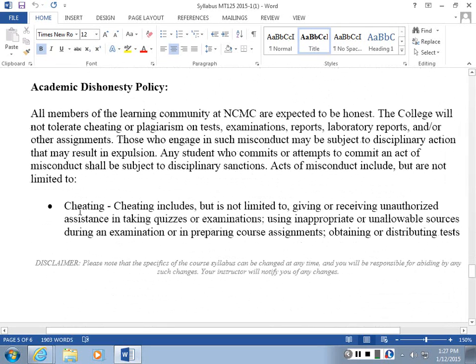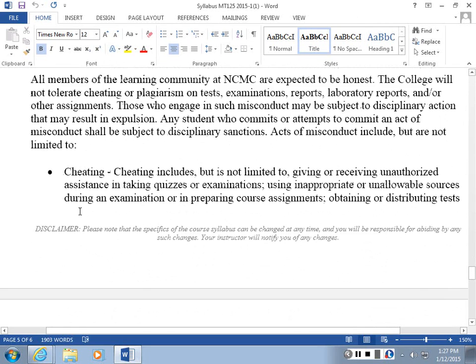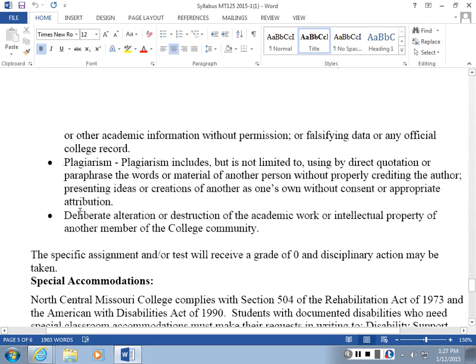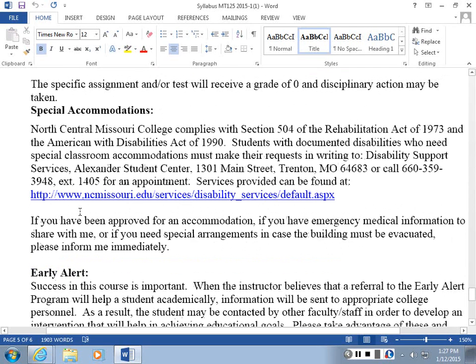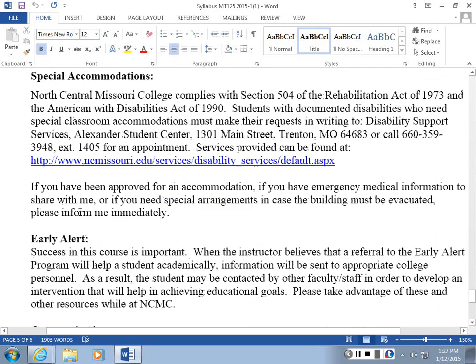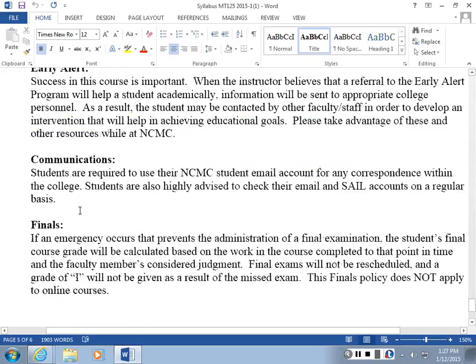Academic dishonesty policy, don't cheat. This defines what cheating is and plagiarism and all that kind of stuff. Make sure your work's authentic in your own stuff. Special accommodations, early alert, communications.